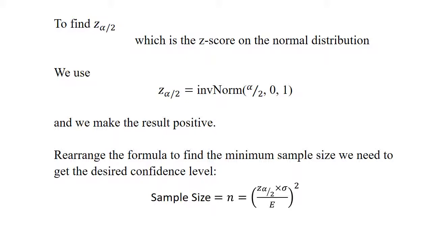Rearrange that formula we just had to solve for n. And this right here is what you want in your notes for the exam. To find the sample size for a confidence interval for a population mean with a certain confidence level and a certain margin of error, this is your formula. Your sample size is that Z-score we found above, the inverse normal of alpha over 2, 0, 1, times the population standard deviation, divided by the margin of error, all squared.